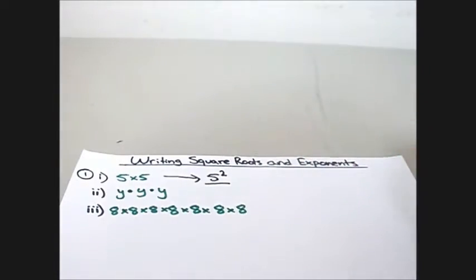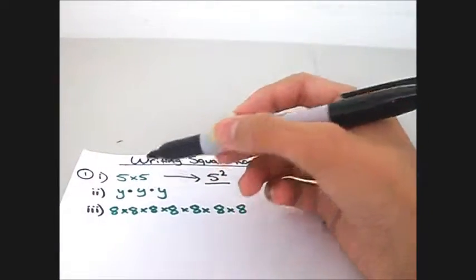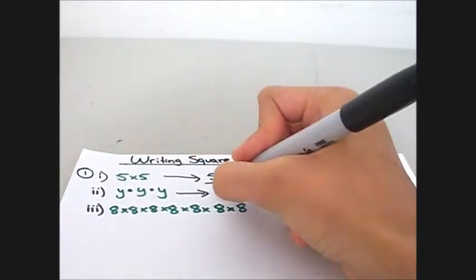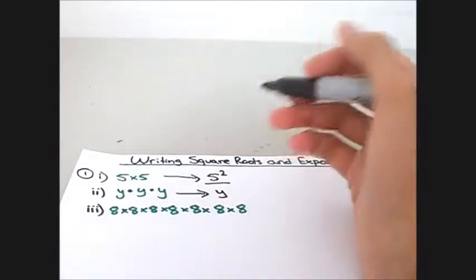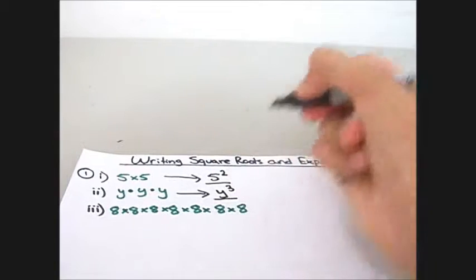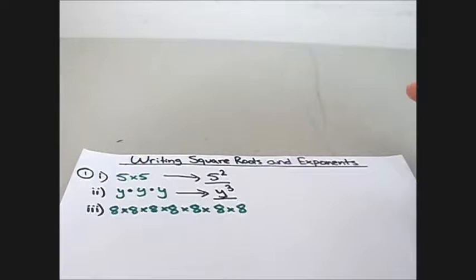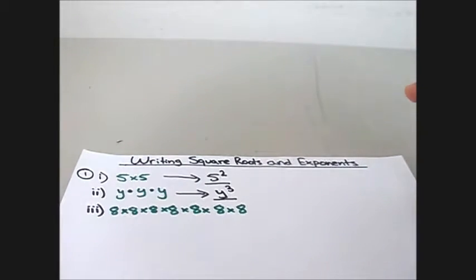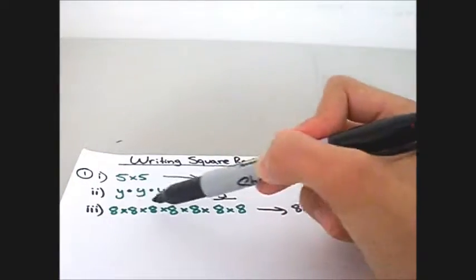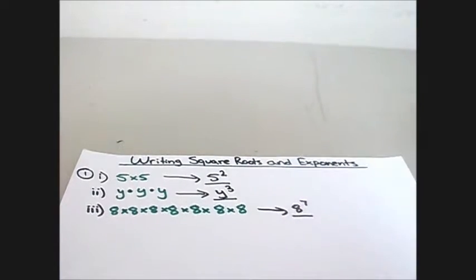And that's it. The second one is y times y times y. This dot is a multiplication symbol. So again, I'm going to write y, and since there are three y's, I'm going to write a small 3 above it. The third one, 8 times 8 times 8 times 8 times 8 times 8 times 8. I'm going to write 8, and I'm just going to count the number of 8s. 1, 2, 3, 4, 5, 6, 7. So I'm going to write a small 7 above it.